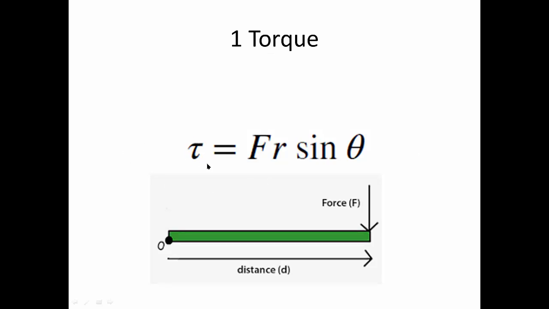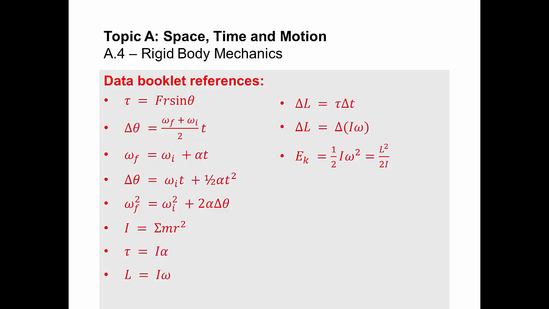Now, tau stands for torque, is basically the force that's applied times by the distance from the pivot times by the sine of the angle. Most of the times that we look at this, the angle will be 90 degrees, so we can ignore the sine theta. So it's tau is equal to F times R. This is the turning effect. The bigger the force, or the bigger the distance from the pivot, the easier it is to turn something. So it's fairly straightforward, I think.